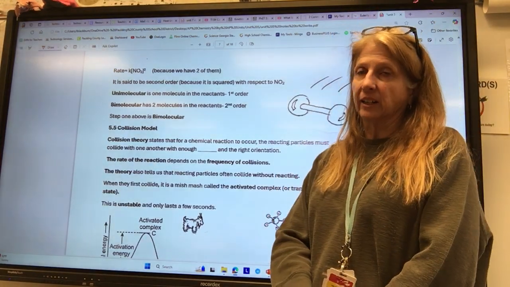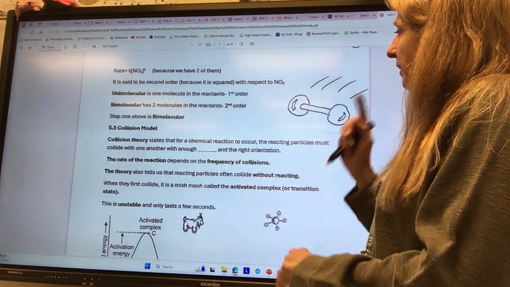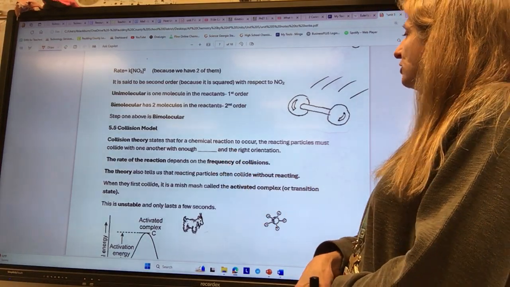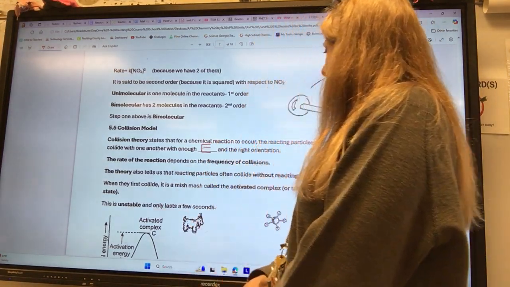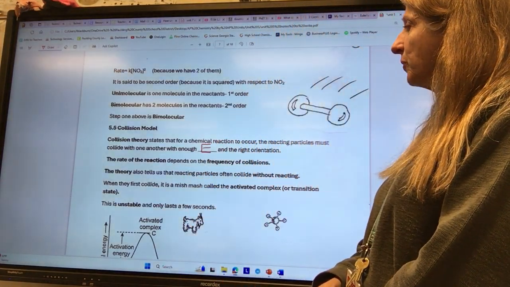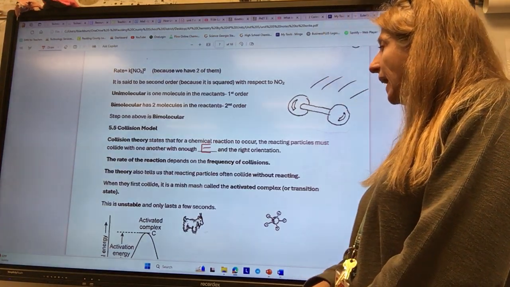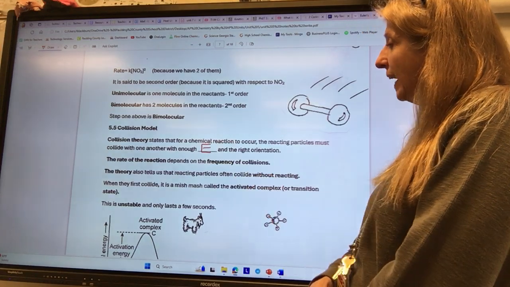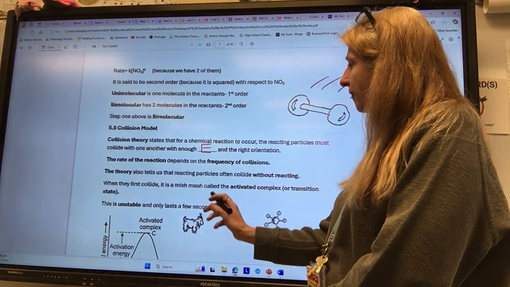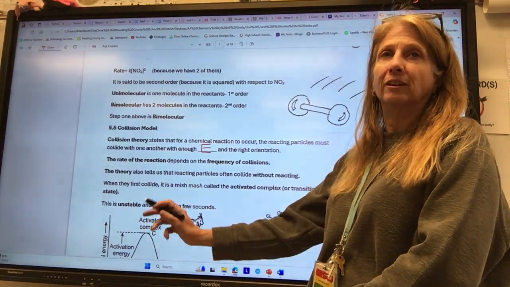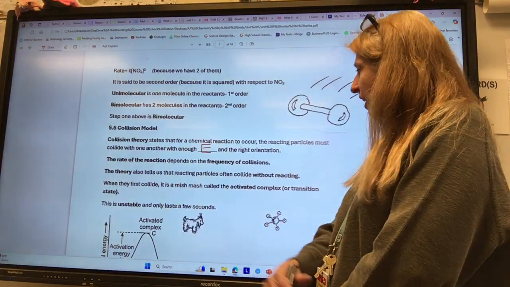Okay, next idea, collision model. And this comes from honors. Collision theory states that for a chemical reaction to occur, the reactant particles must collide with enough energy and in the right orientation. The rate of the reaction depends on the frequency of the collisions. The theory also tells us that reacting particles often collide without reacting. When they first collide, it is a mishmash called the activated complex. I made that up, calling it a mishmash. But things are breaking, things are being formed, nothing's stable.